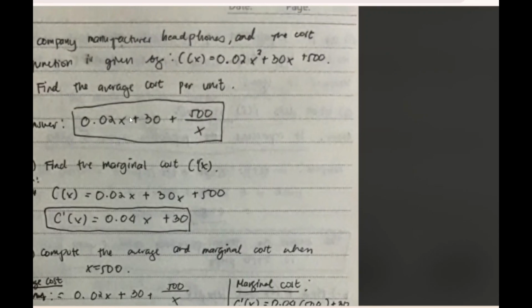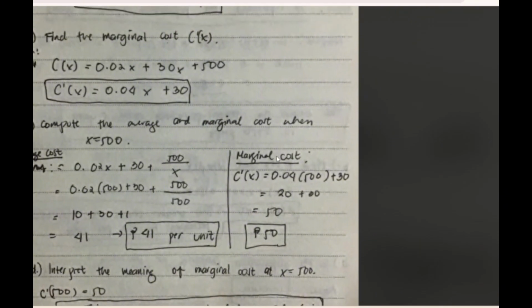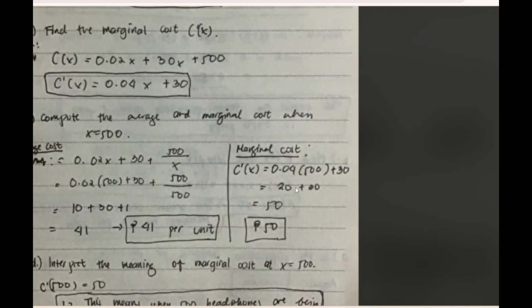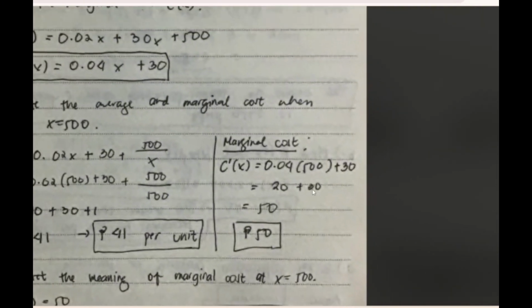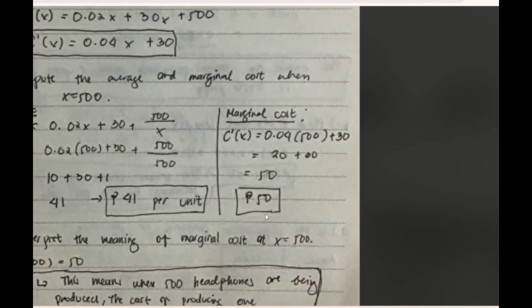So our average cost is 41 per unit by using the average cost function. And then to find the marginal cost, of course, we are going to use the differentiated function, which is 0.04x plus 30. So marginal cost is C prime of x equals 0.04 times 500 plus 30. 0.04 times 500 is 20, plus 30, that's 50. So therefore, our marginal cost is 50.